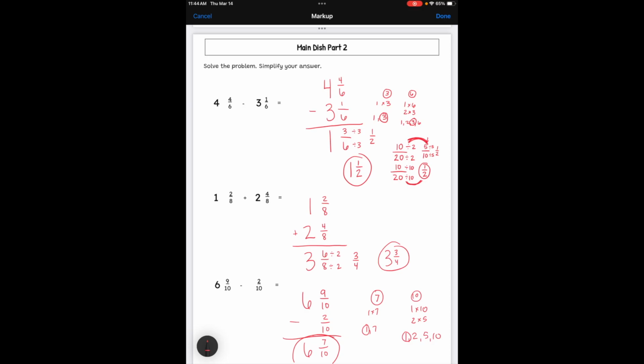All right, hopefully you were able to see on that last one that 6 and 7/10 was already as simplified as we can go. The only greatest common factor that they had in common was the 1, which means this is simplified. We don't have to do any simplifying work.